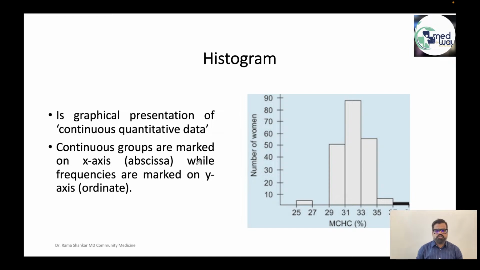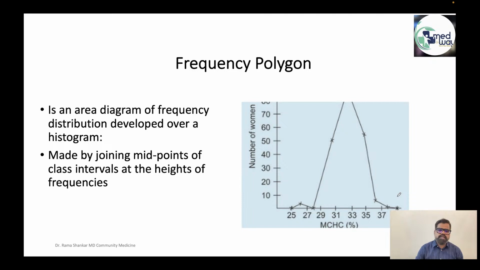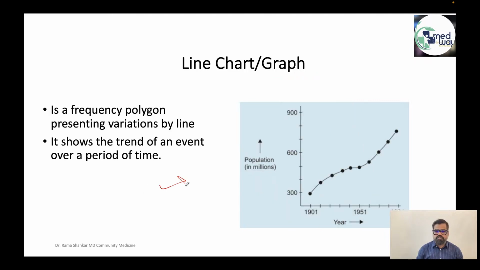Okay, so histogram, the best thing to remember is it is a graphical representation of quantitative data which is in continuous form. So on the x-axis here you can see the MCHC value, and the y-axis has the number of women. So we can show these bars, histograms, and if you connect the midpoints, you get the next one which is called a frequency polygon. So midpoints of class intervals in the histogram, and this is the line chart which we have already shown. It helps you to show the trends of an event over a period of time.